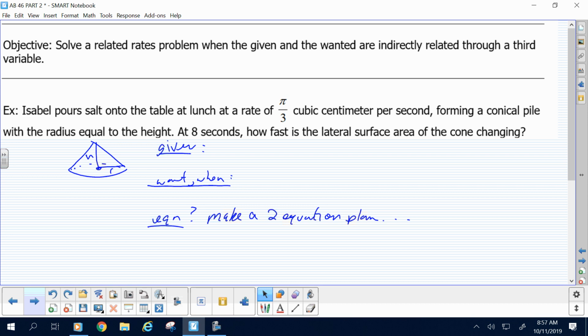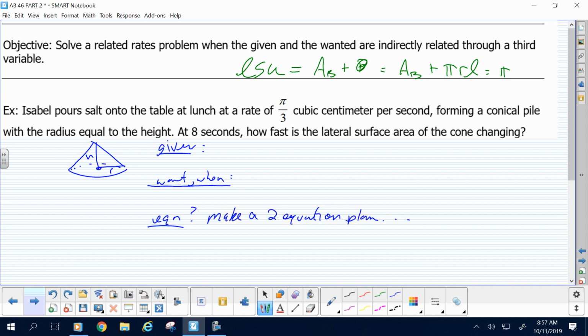Surface area is 4. Lateral surface area is area of the base plus 1/2 the perimeter. Actually, I should remember: area of the base plus pi RL. So pi r squared plus pi RL.